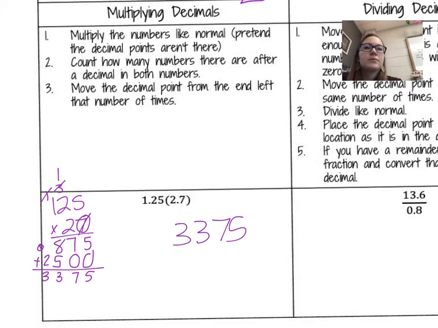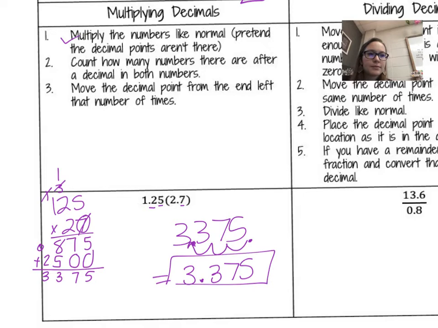Okay. So I'm going to count how many numbers there are after a decimal in both numbers. So there's 1, 2, 3. So I'm going to move that decimal point from here to the left 3 times. 1, 2, 3. 3.375. Okay?